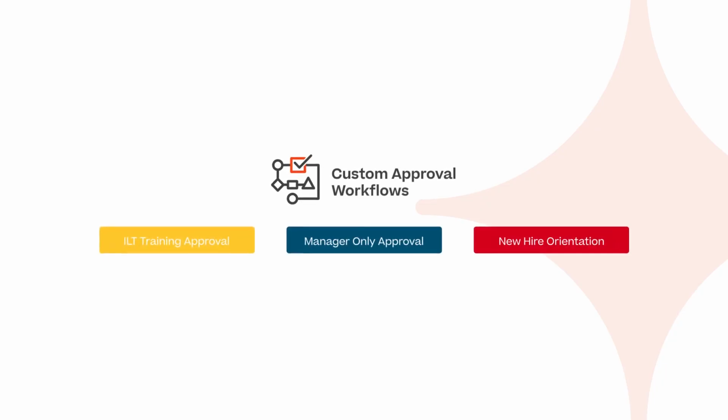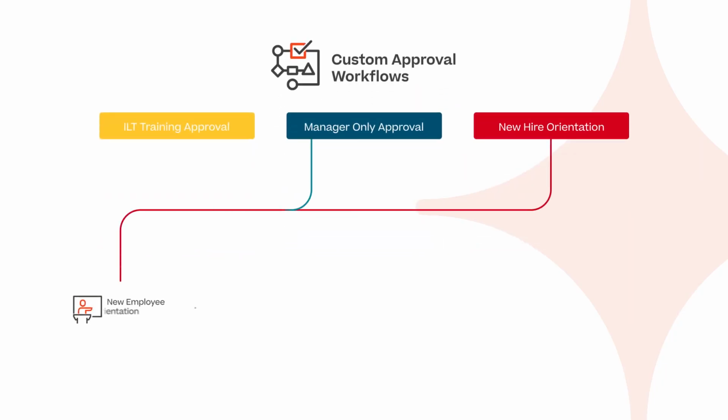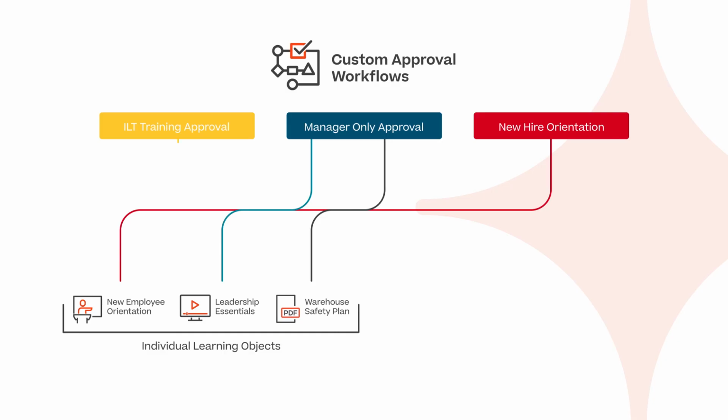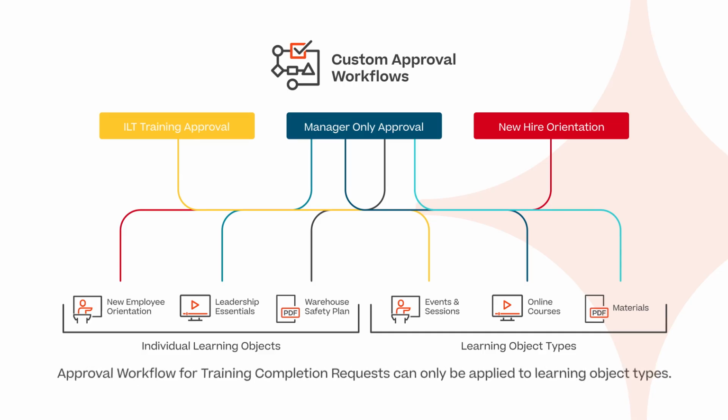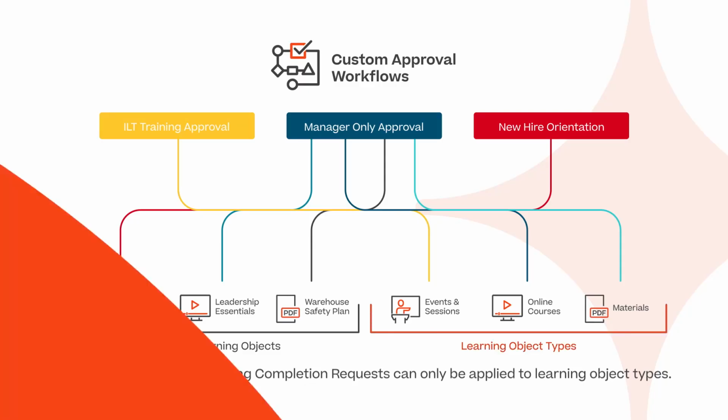Once approval workflows have been created, they are ready to be applied to individual learning objects or learning object types. The approval workflow applies to users requesting learning objects, to users requesting completion status of learning objects, or both. However, the approval workflow for training completion requests can only be applied to learning object types.